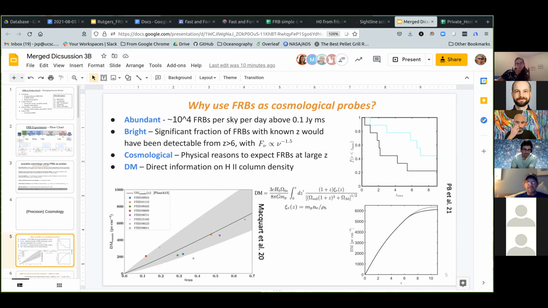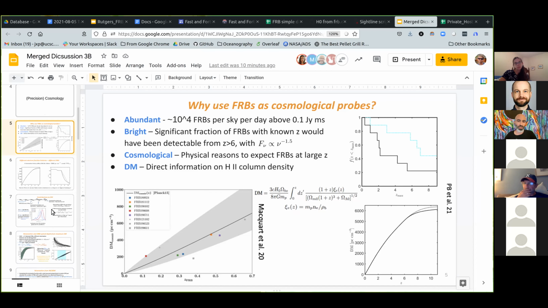Yes, I wanted to talk a bit about cosmology, focusing on the topic of hydrogen reionization, which was already mentioned a few times. But really it's also an example of what other types of things we can and can't do with FRBs as cosmological probes. So first I want to be optimistic and mention a few things that work very much in favor of FRBs as cosmological probes. It's easy to remember, it's the ABCD system. So they're abundant. The number of FRBs per sky per day is about 10,000.